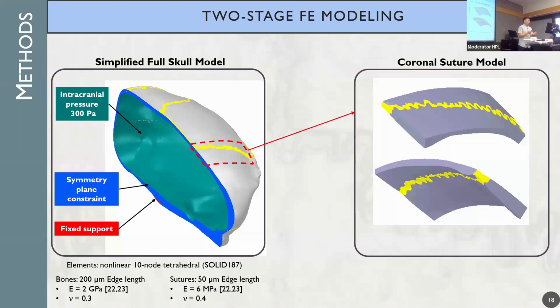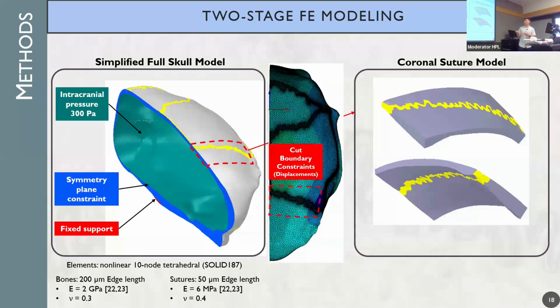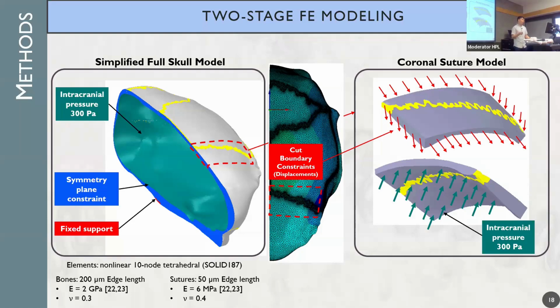But at the coronal suture, I was able to create a small detailed model with all the intricate details of the suture and the surrounding bones. Then, based on the simplified model, I can get the cut boundary constraint, namely the displacement, then apply that as an input in the detailed coronal suture model.